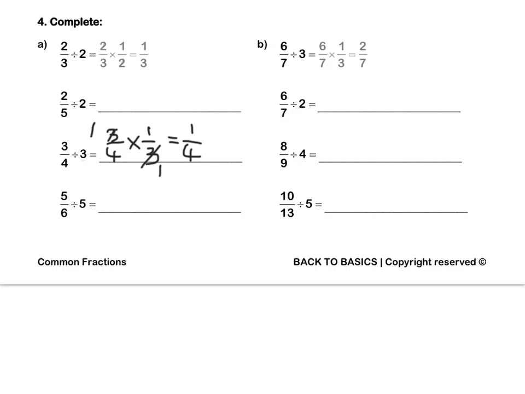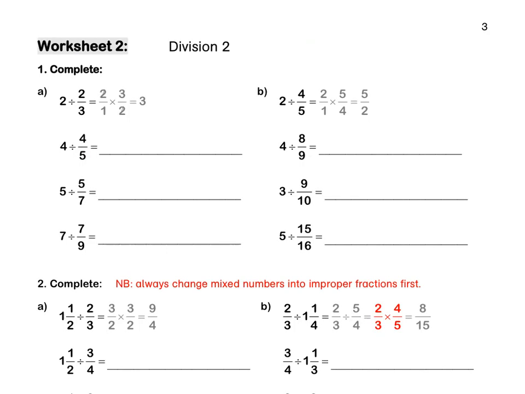Question B. 6/7 divided by 3 is the same as 6/7 times the inverse of 3, which is 1/3. We simplify in our question, we divide 6 and 3 both by 3, so that's 1 and 2. Then we multiply out to get a final answer of 2/7. Press pause to complete question B. Worksheet 2.